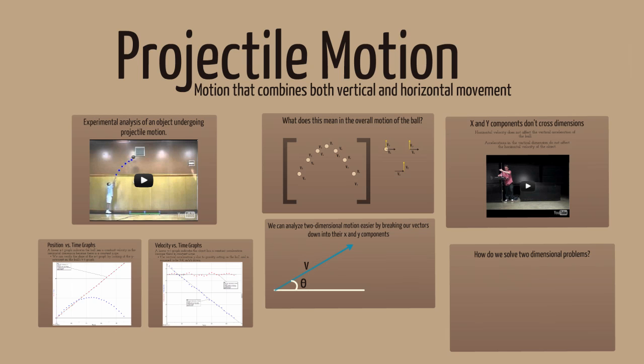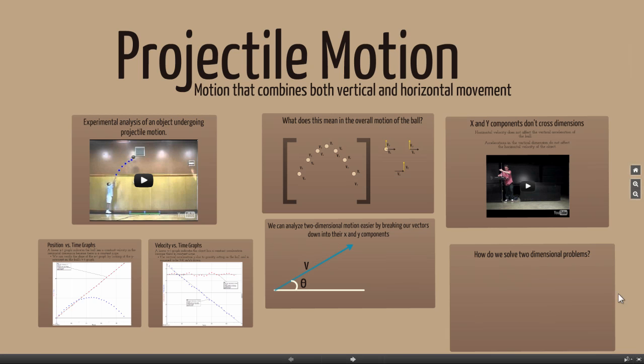To start off, let's talk a little bit about what projectile motion is. Projectile motion is motion that combines both vertical and horizontal movement. More specifically, it's where we have an acceleration in the vertical component of our motion with a constant velocity in our horizontal portion of our movement. And we're actually going to analyze the video to verify that that's what is happening in projectile motion. So let's go ahead and start.